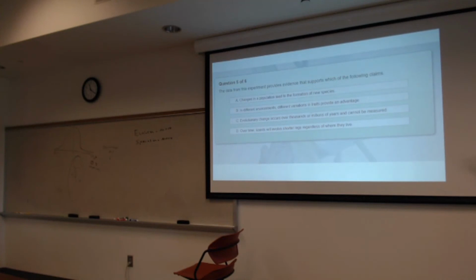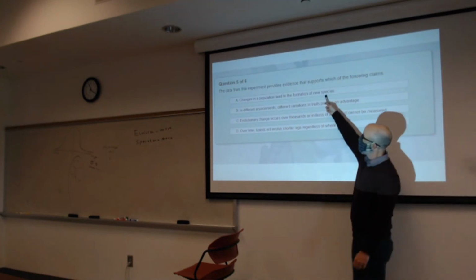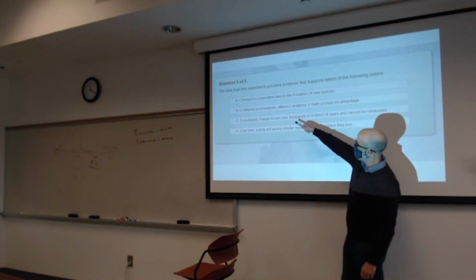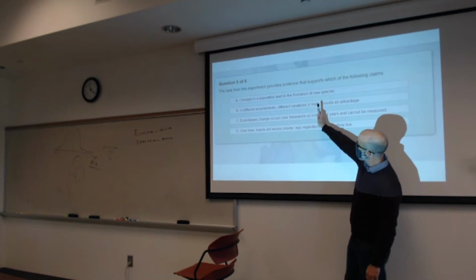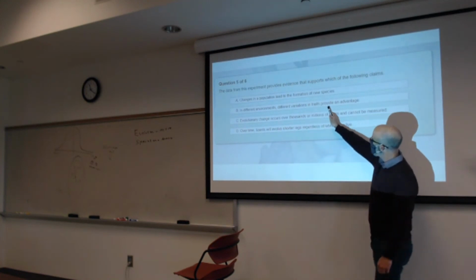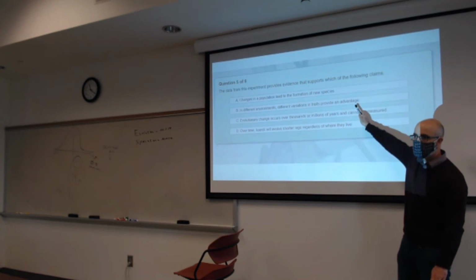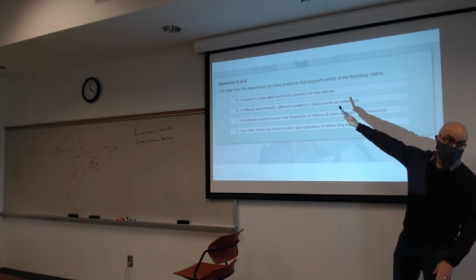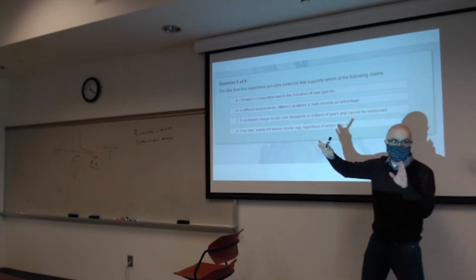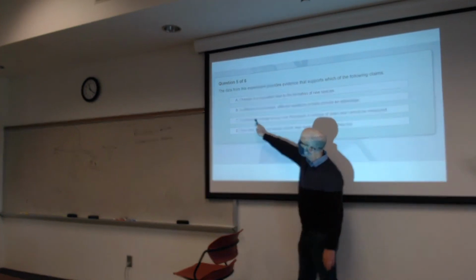What does this data and evidence suggest? A, again, what's this thing? We're going to talk about that in module 4. Cross it off. B, in different environments, different variations in trait provide an advantage. Can we cross that one off yet? No, don't, that one seems good to me, but don't answer it yet. Let's read the other ones. They might be even better.